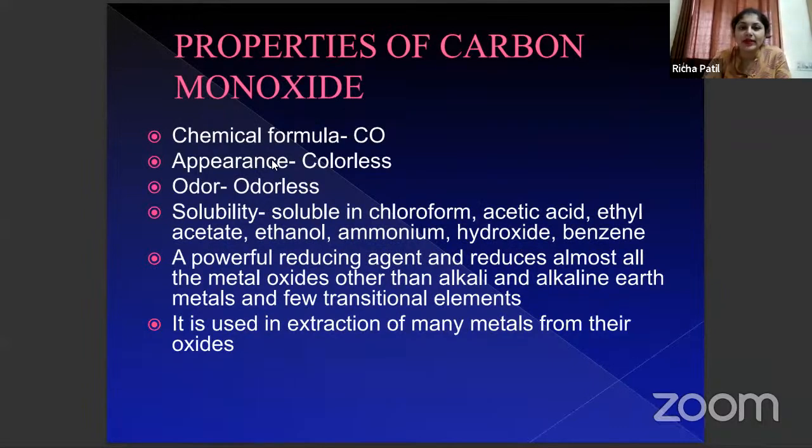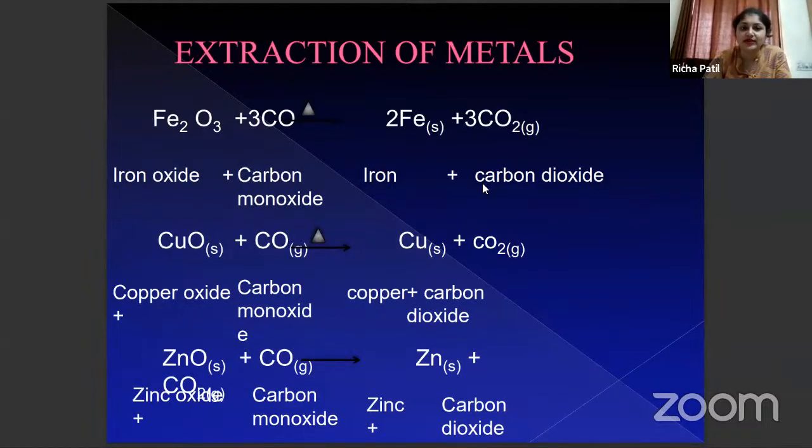So what are the properties? The chemical formula is CO, the appearance is colorless, odorless, and it is soluble in organic solvents. It is a powerful reducing agent, and it reduces almost all metal oxides, then the alkali and alkaline earth metals. So it is used in extraction of many metals from their oxides. These are some of the properties of carbon monoxide.